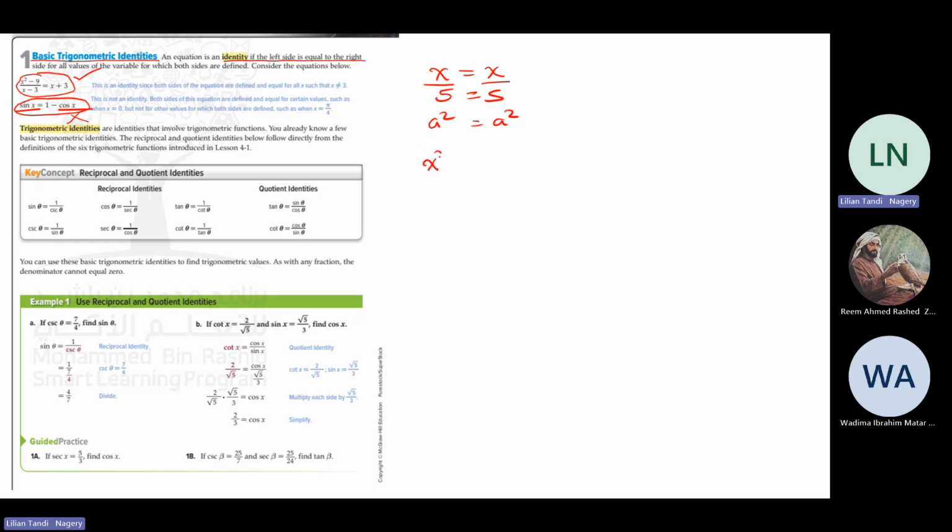I have x squared minus 9 over x minus 3 equals x plus 3. I want to remove this denominator. What should I do? I will multiply both sides by the denominator. I'll multiply this side by x minus 3, and I'll multiply this side by x minus 3. This x minus 3 will cancel because dividing this gives 1. So this will be x squared.